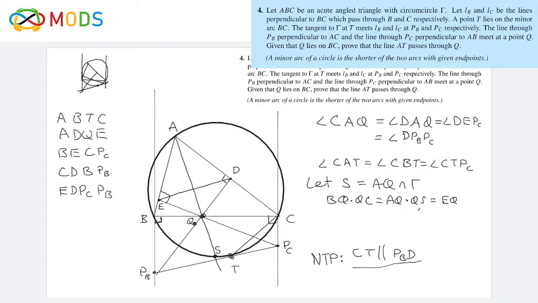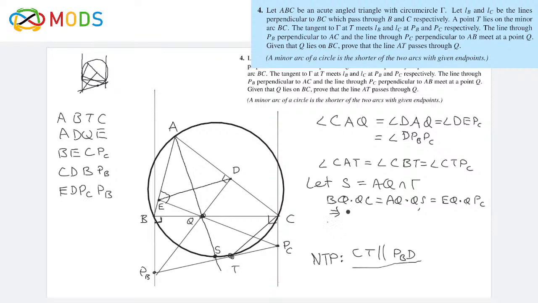This is not power of a point, right? It's just radical center. Obviously it's equivalent, but can't you just say that Q is the radical center of all of these circles? Same thing. Yeah, I guess it's the same thing. So it's equal to EQ times QPC.